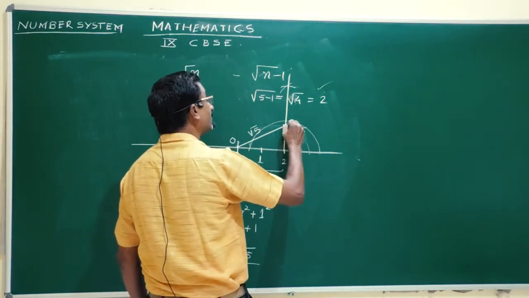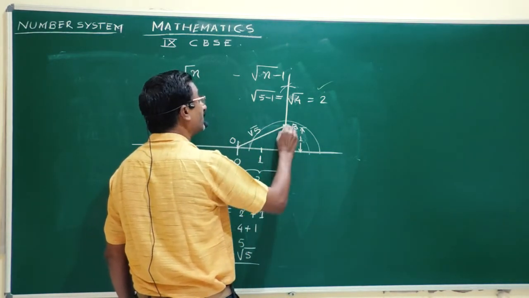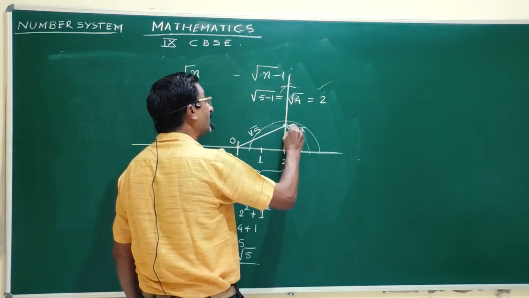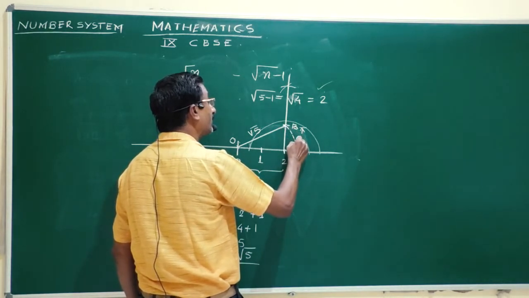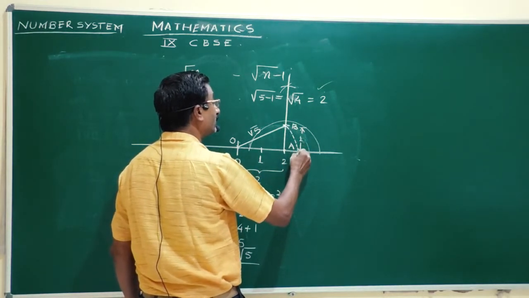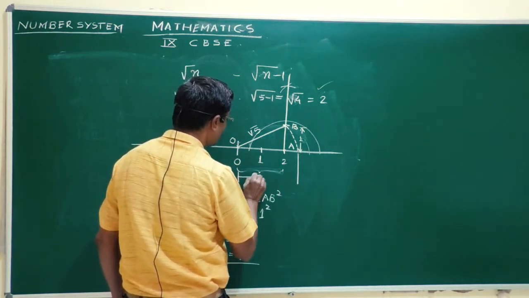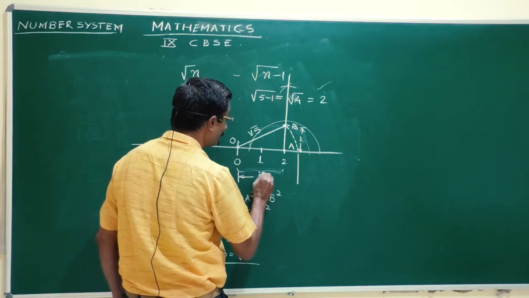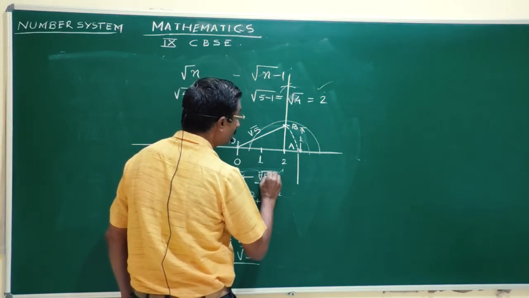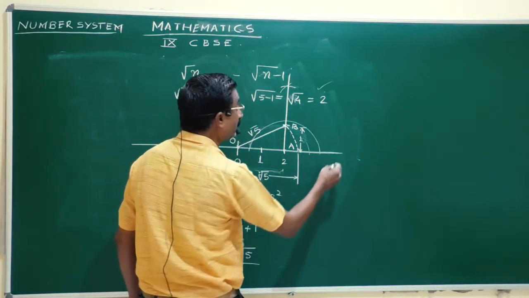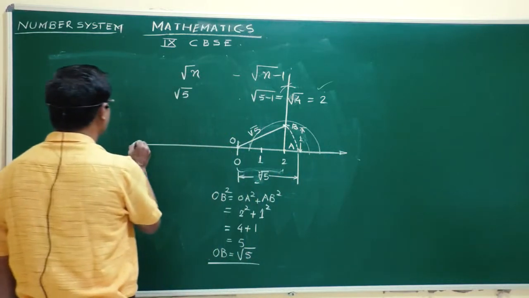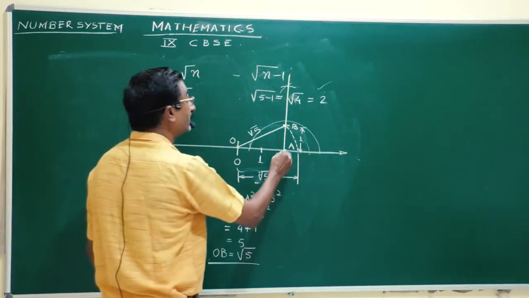So I can mark it by keeping the center here and completing the arc with the help of the compass. So this distance is equal to under root 5. So you have to draw it very cleanly on the copy. So you can use this one.